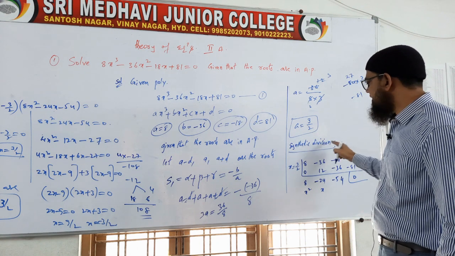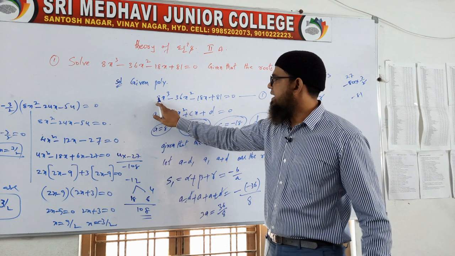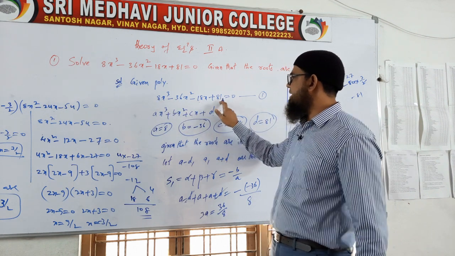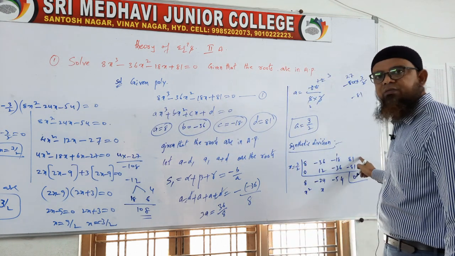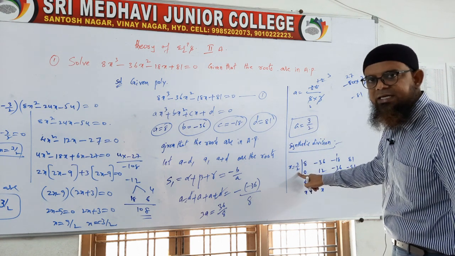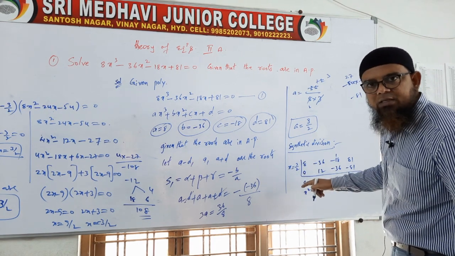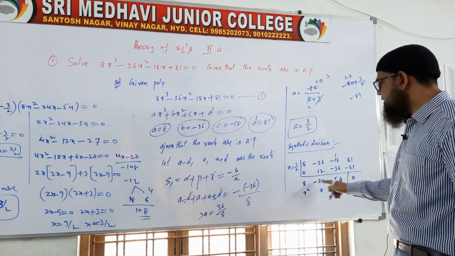After that, you just do synthetic division. How to do the synthetic division here? We are writing the coefficients: 8, minus 36, minus 18, 81. First you write down the total coefficients. Take the root here, x is equal to 3 by 2. What is the formula for synthetic division? Under the first number we are keeping 0 and we are adding the numbers. So this is the procedure here.